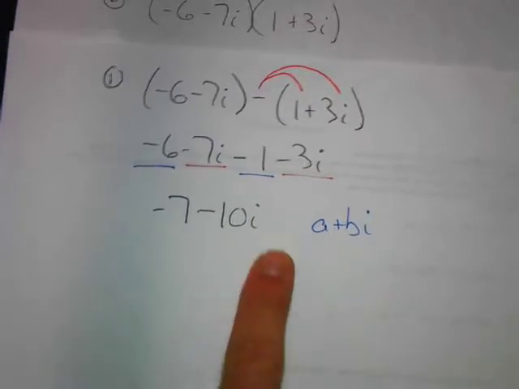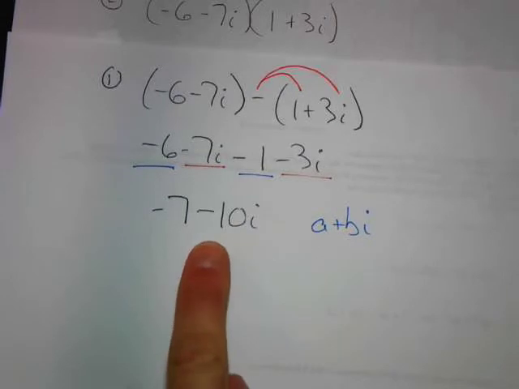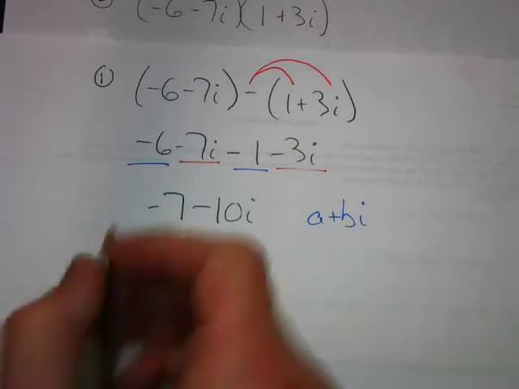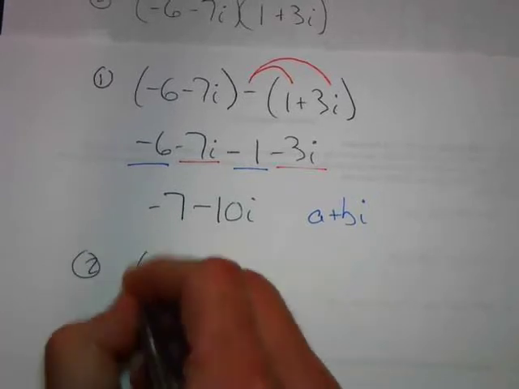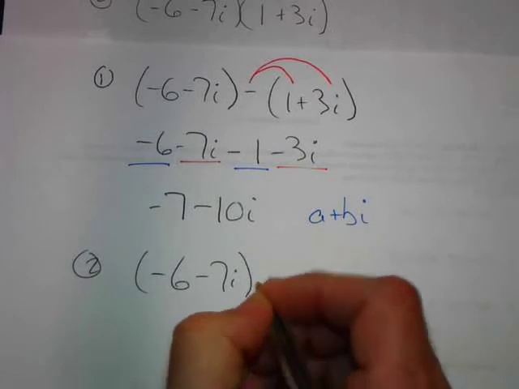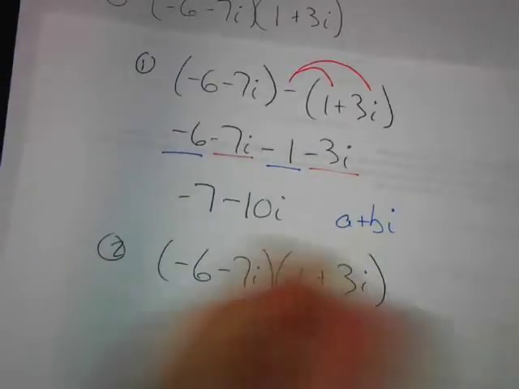Now we could graph this on a complex plane. We could find the absolute value of this. We can picture where this exists. That's just how we deal with adding or subtracting complex numbers. So what about multiplying complex numbers? We'll get into dividing in the next lesson. Now we're going to multiply these two numbers and see how it changes.